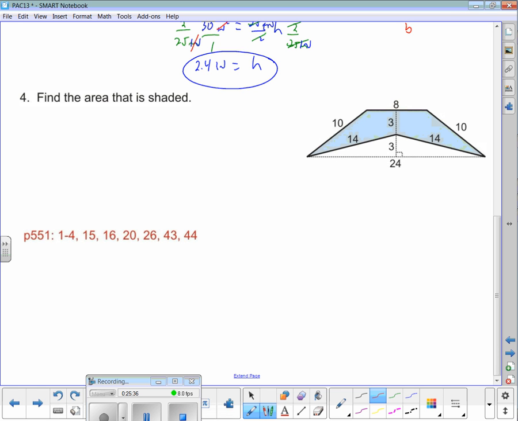Find the area that is shaded. This is a tricky question. Find the area that is shaded. All right, this problem is area total equals area of a trapezoid, the big shape, minus the area of the triangle. It's a tricky problem.